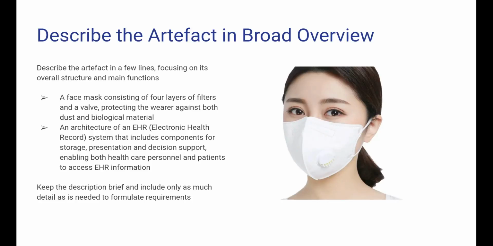After having chosen the artifact type, it's time to describe the artifact in broad overview. This description should be brief and simple, only a few lines, and focusing on the artifact's overall structure and main functions. It could look like this: a face mask consisting of 4 layers of filters and a valve, protecting the wearer against both dust and biological material.